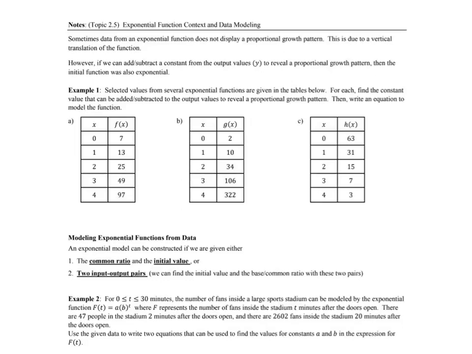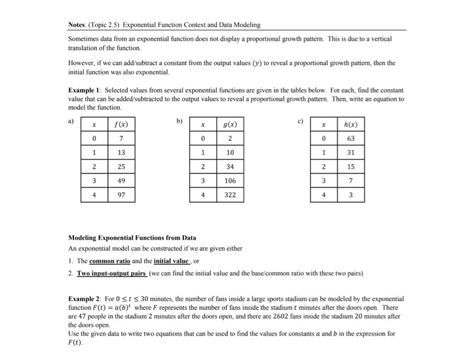So this is 2.5, exponential function context and data modeling. It says sometimes data from an exponential function does not display a proportional growth pattern. So I couldn't go in and divide one number by the next number and get something that's the same every time. But that doesn't mean that it's not exponential. It could still be exponential.